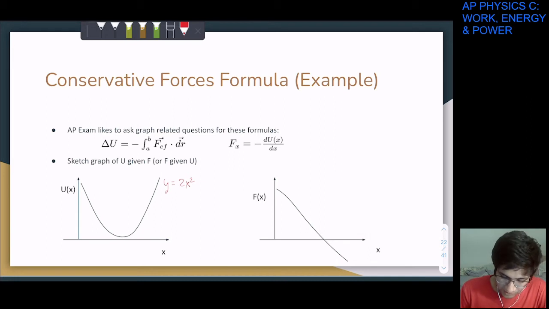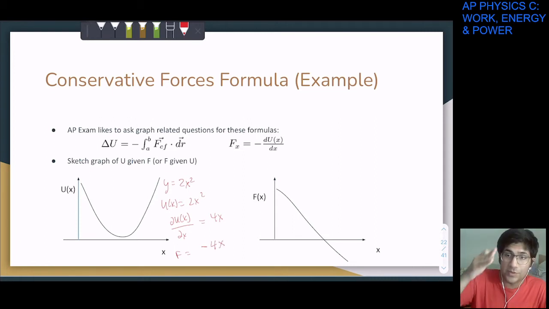And if we take the derivative of this, so remember, our y here is technically u of x equals 2x squared. And if we take the derivative, so du of x dx, we just get 4x. And we know that F is equal to minus that, so we get F is equal to minus 4x. So we know it's going to be some downward sloping line, linear. So we will get something like this over here.